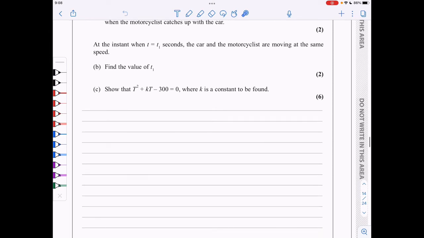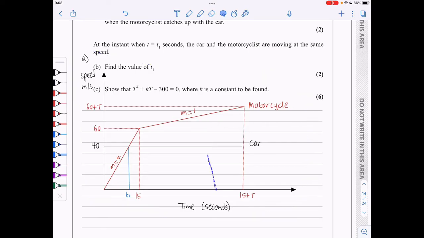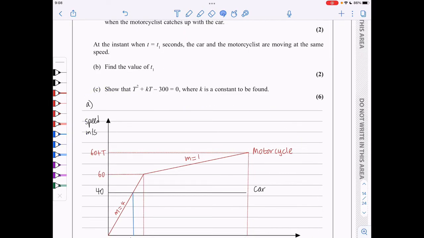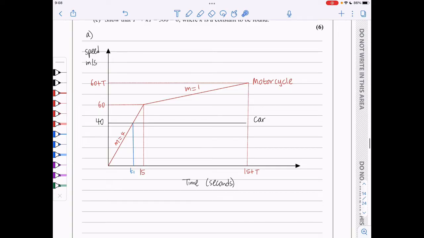Now we know that in a speed-time graph, it's the gradient that gives me the acceleration. So this is what the graph looks like. I have to explain a few things. First of all, the car is traveling at a constant speed of 40 meters per second, so it's a horizontal line, there it is. Now the motorcyclist sets off from rest. They accelerate at 4 meters per square second for 15 seconds, there it is.